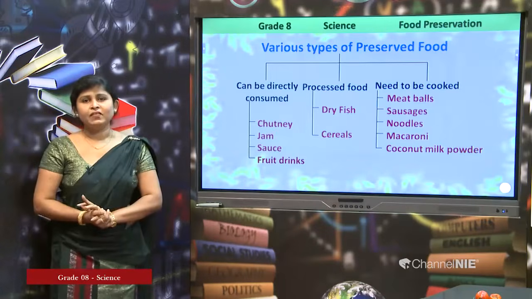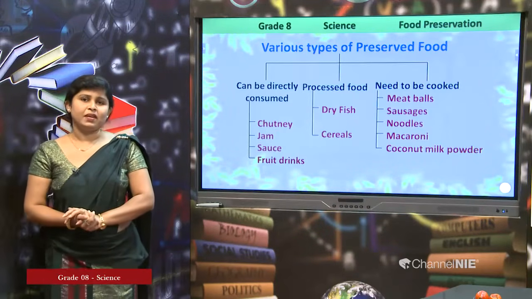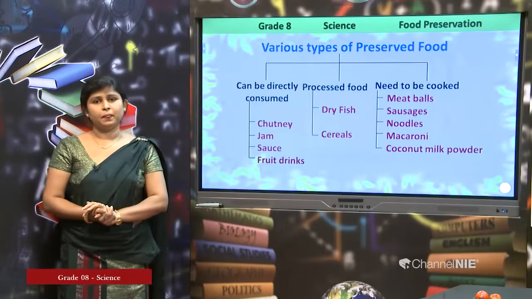Right. In our day-to-day life, we use different types of preserved food, right? You may have experiences. Then some food items can be directly consumed. We can open the lid and then we can have it. But there are certain food items that need to be prepared. They need an instant preparation. And there are certain type of food items, they need to be cooked. Although they are preserved, we have to cook them and eat.